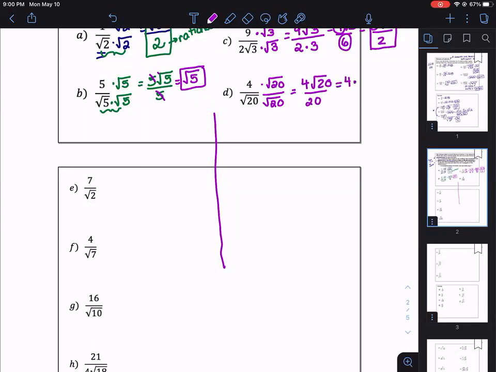So the square root of 20 would simplify to radical 4 and radical 5. That would give me 4 times 2 radical 5 over 20. A lot of steps here. This is going to be 8 radical 5 over 20. And the 8 and the 20 have a 4 in common, giving me 2 radical 5 over 5.